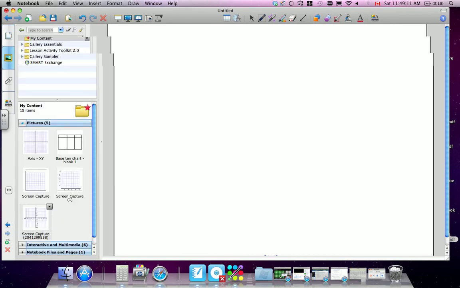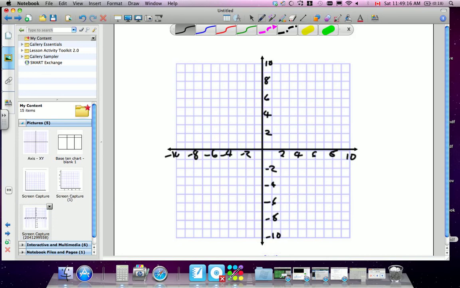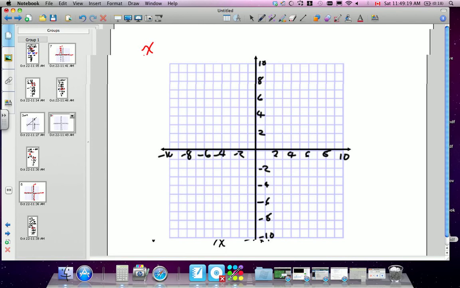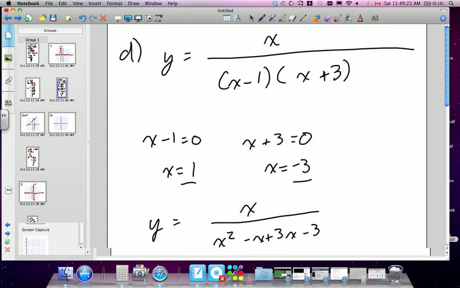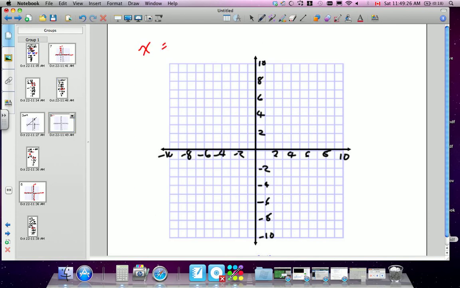Do I have to do that every single time? You may get different horizontal asymptotes. So far the ones we've always end up with are 0, but you are going to need to find them. So when we go to graph this function, we knew that we had two vertical asymptotes.